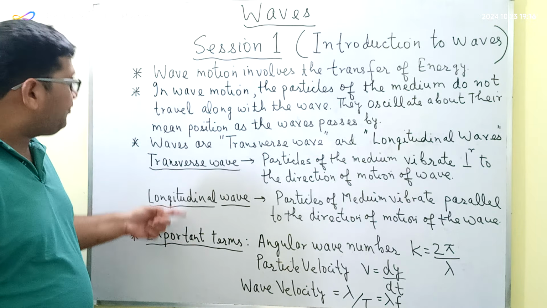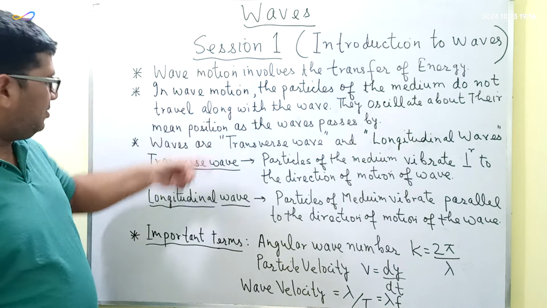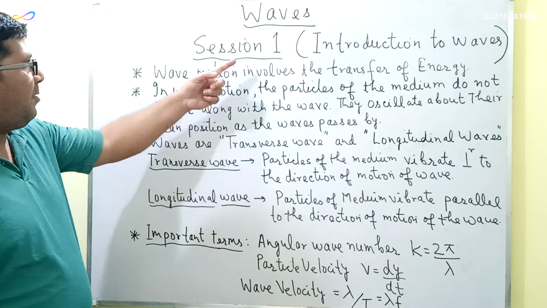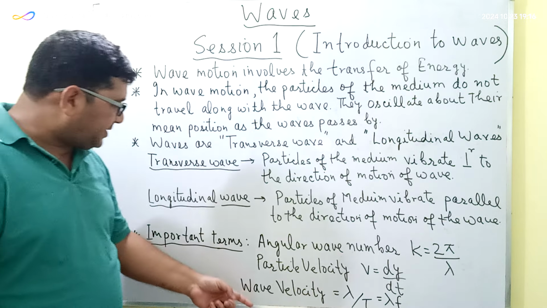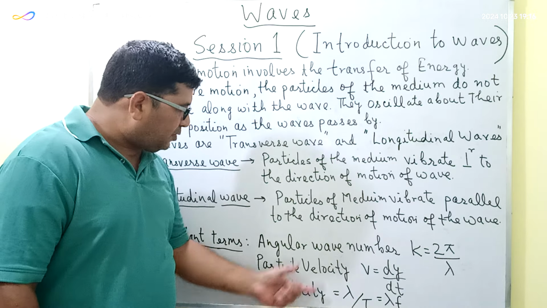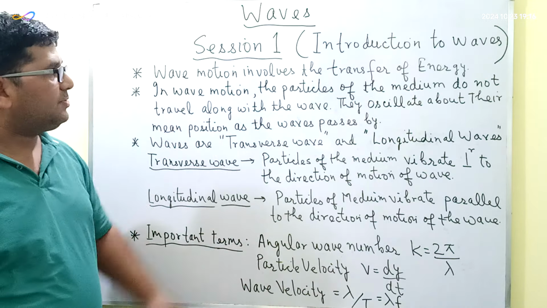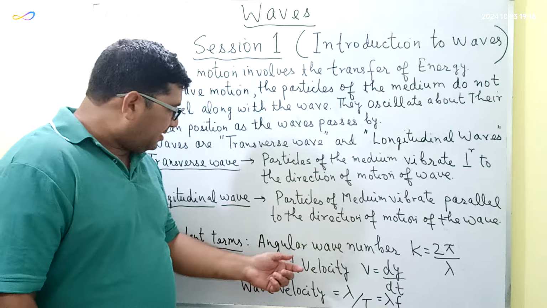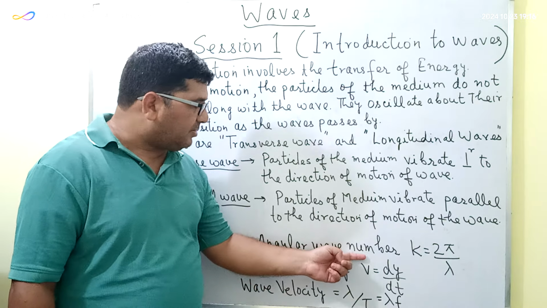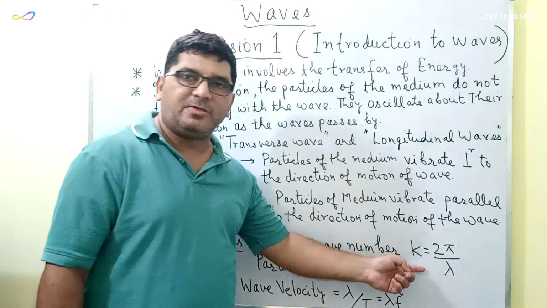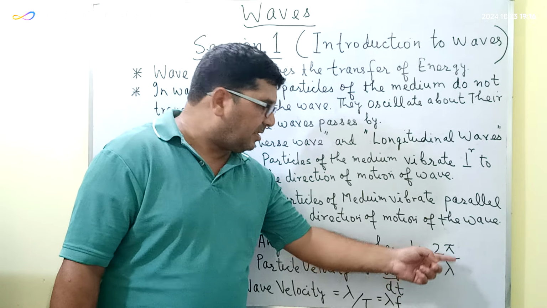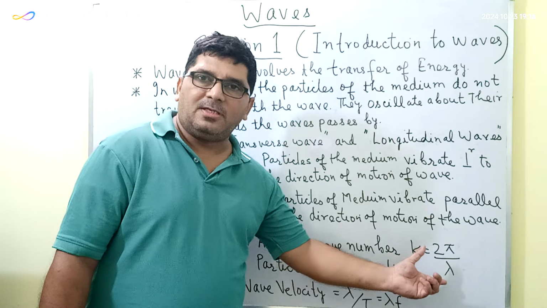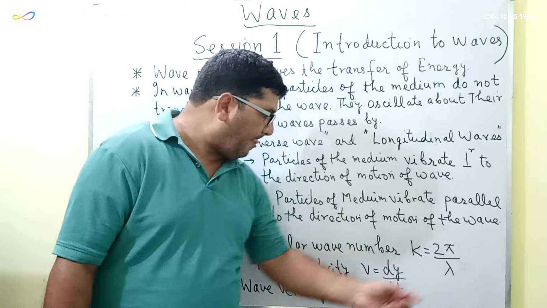Now, with reference to this topic, the introduction to waves, I wanted to just go through 3 important terms which are normally used in this chapter. The first one is the angular wave number. Angular wave number is denoted by k, which is equal to 2 pi upon lambda, and basically it is the number of wavelengths in a distance of 2 pi.